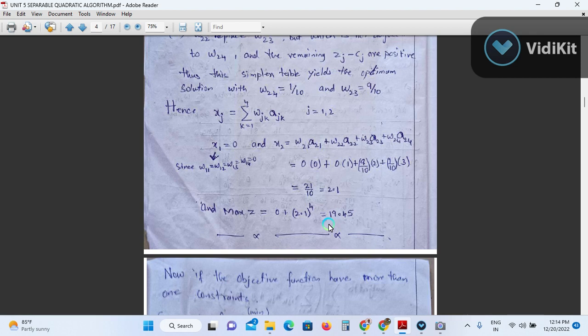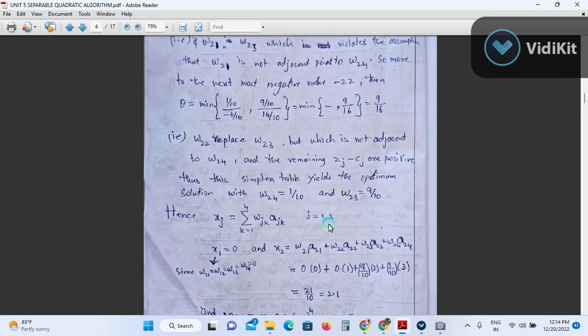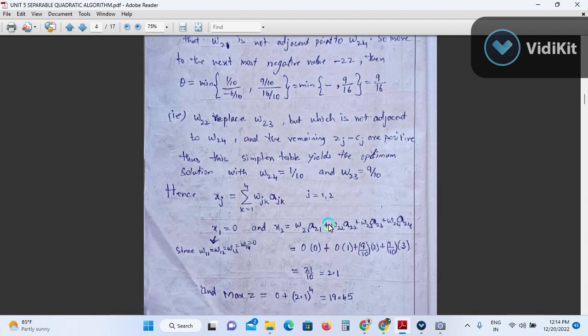So this is one nice example. Based on this concept, next we move on to the separable convex program, so we will see it in the next lecture. I hope you understood the problem on the separable programming algorithm, based on the approximation concepts, right? In the next class we discuss the same thing, separable approximation in terms of the convex case. I hope you all enjoyed the lecture.